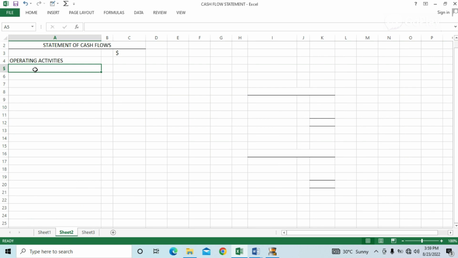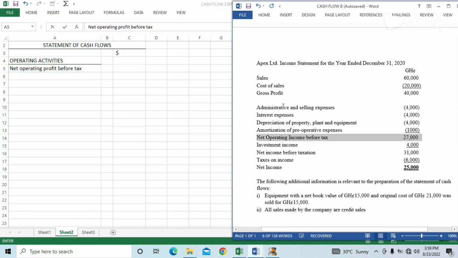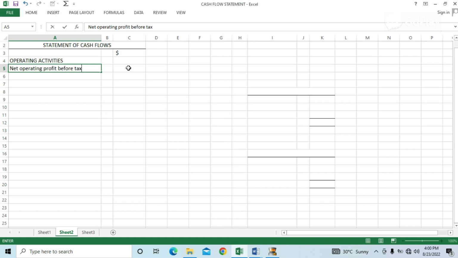So I have net operating profit, not just net profit, net operating profit before tax. So the net operating profit before tax, let's look at our income statement. How much was that? 27,000. So we have the net operating profit before tax being 27,000.